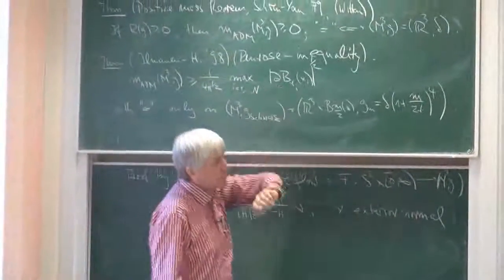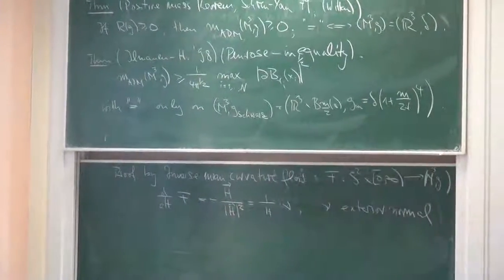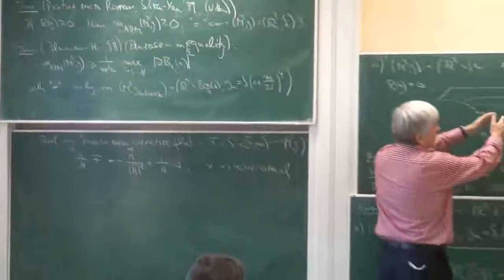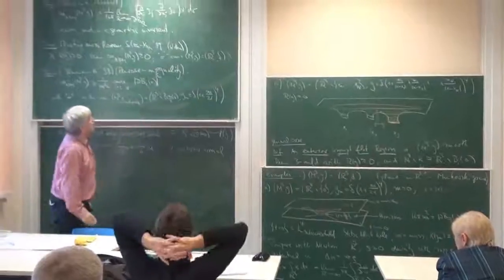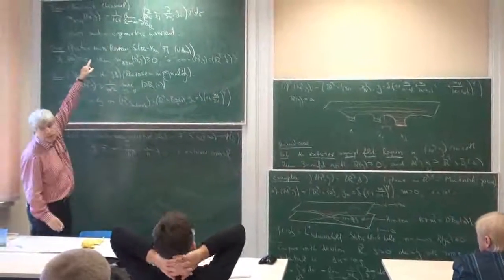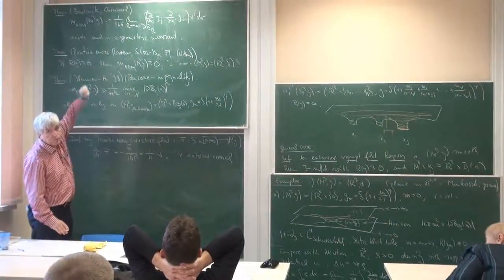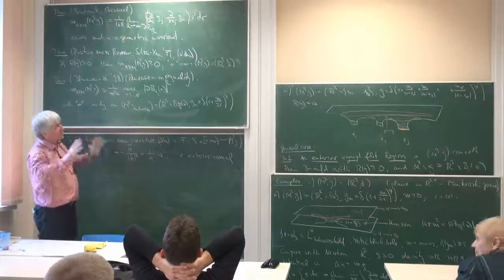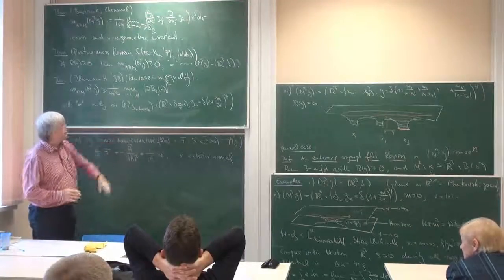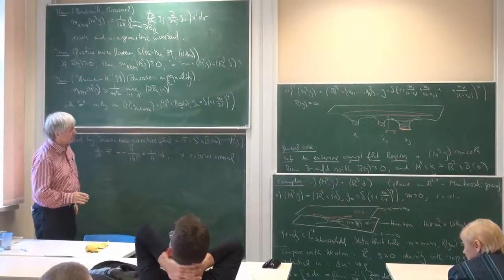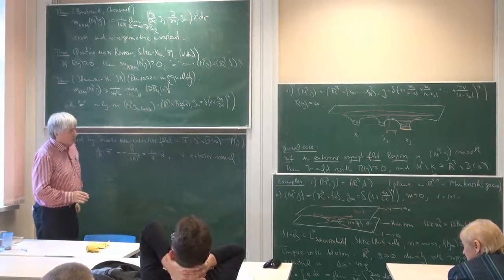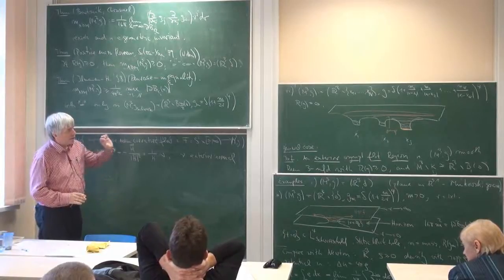We were able to use this flow to relate the area of the initial surface to the behavior of the flow near infinity and to the behavior of this flux integral there. So we got a monotonicity of a certain quantity, and then we could prove that this is true.